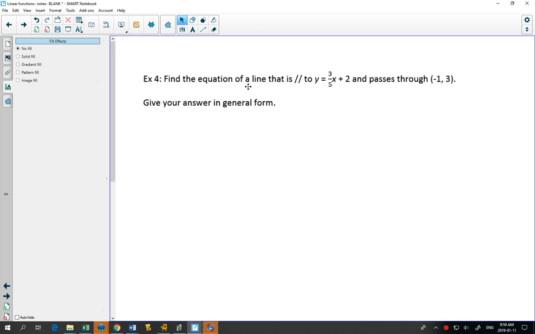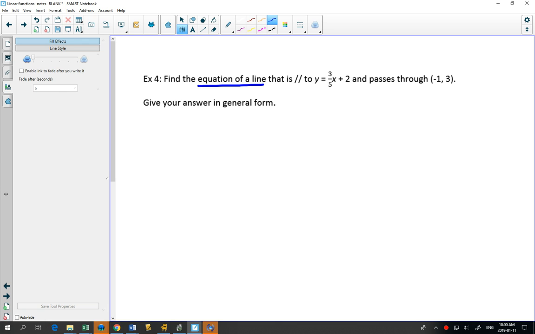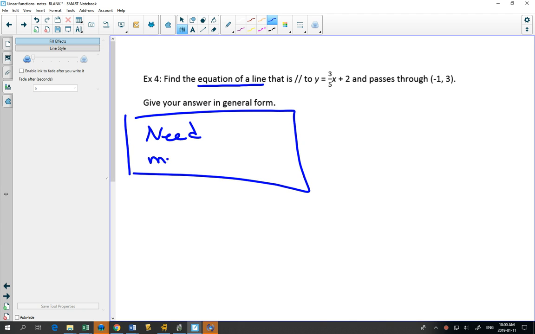So first of all, we start by reading find equation of a line. That should trigger something from what we've been doing so far. What do you need to find an equation of a line? We need a slope and a point. So we need slope and we need a point. As soon as you see find the equation of a line, that comes to your head. These are the main things that I need.